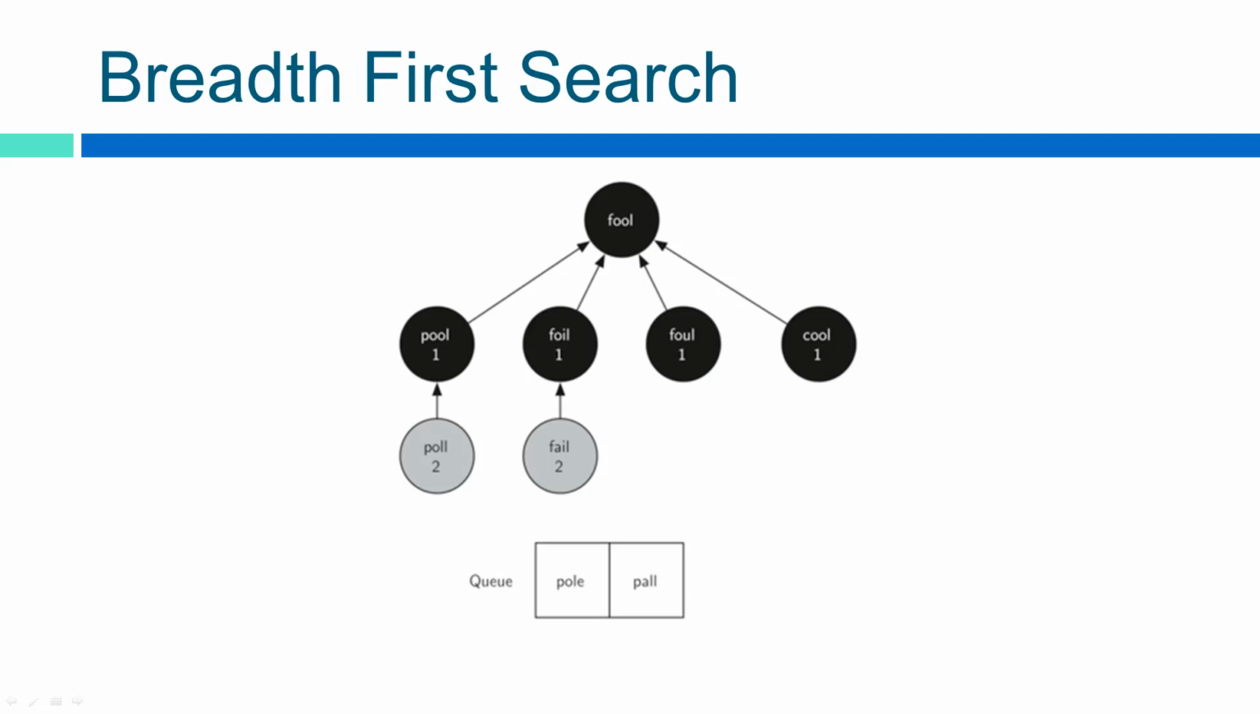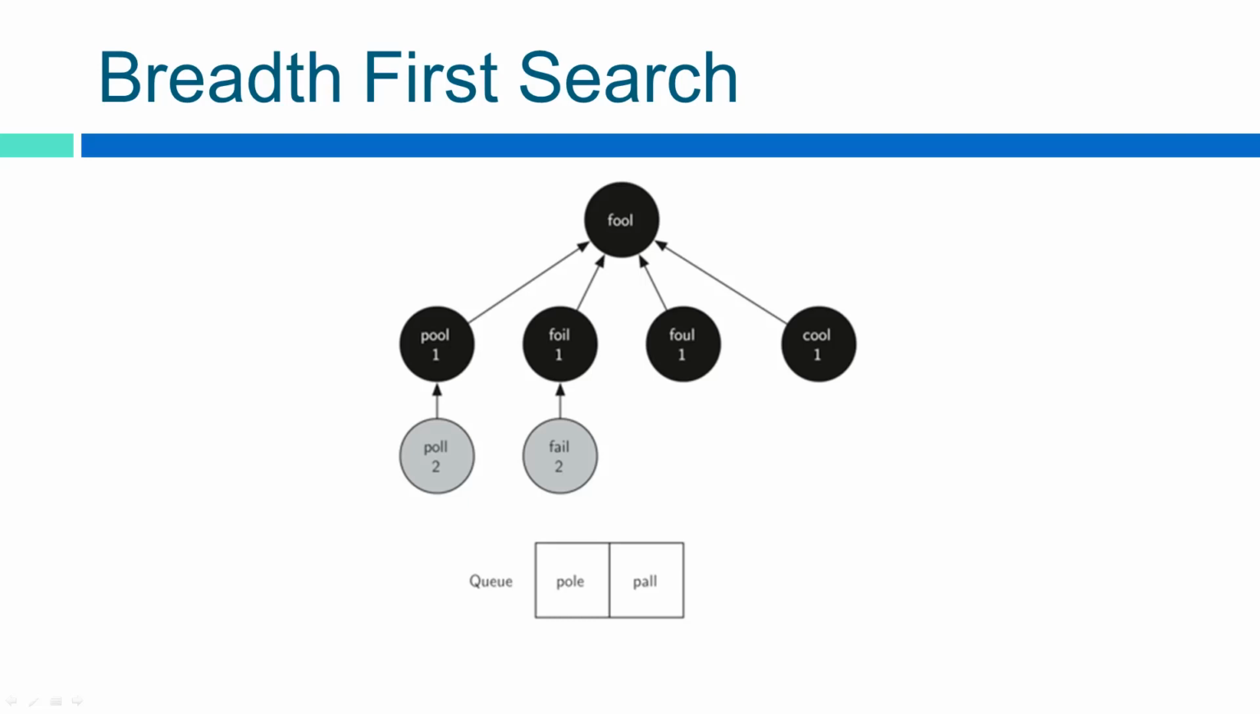So what does that mean? That means the only new node that foil can add to the tree is fail, F-A-I-L. And as BFS continues to process the queue, neither of the next two nodes adds anything new to the queue or the tree. So here in this figure, we see the tree and the queue after expanding all the vertices on the second level of the tree.